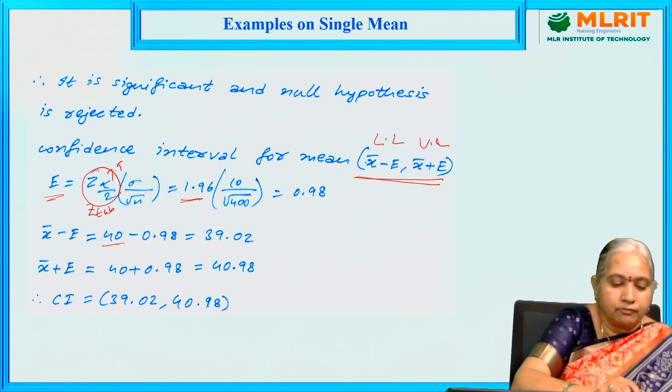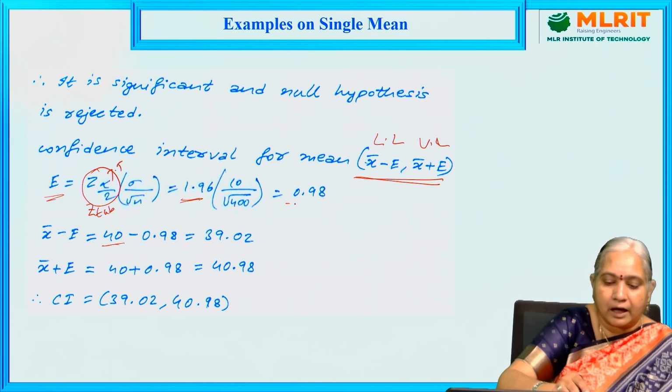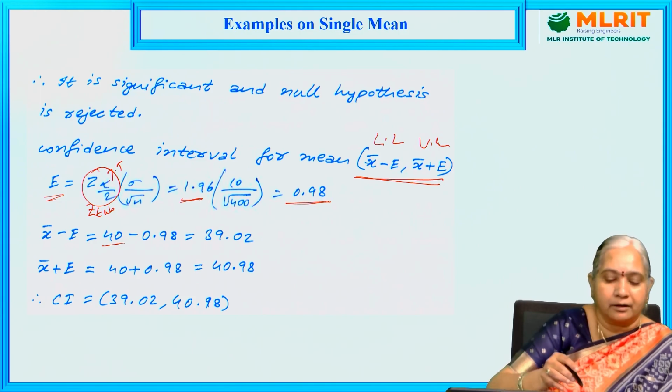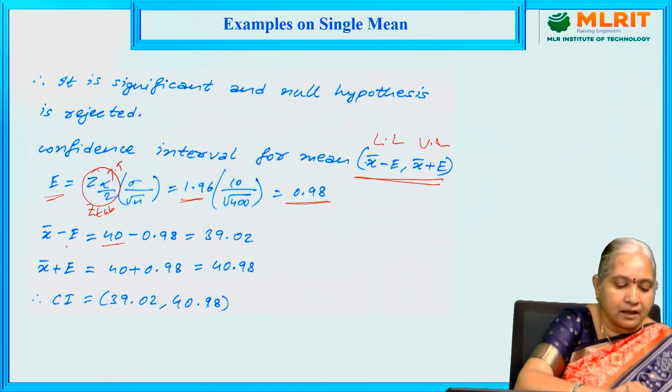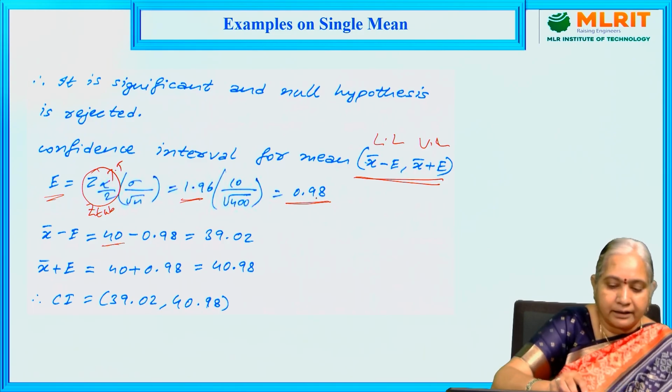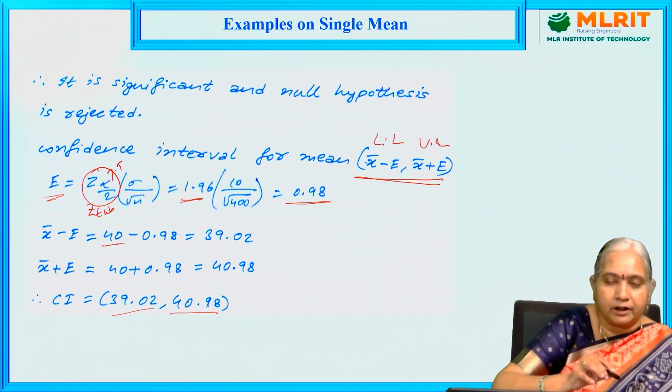So Z alpha by 2 into sigma by root n value is 0.98. This is the maximum error in our estimation or in our hypothesis. So x bar minus e is the lower limit, x bar plus e is the upper limit. So x bar is 40 and e is 0.98. So 40 minus 0.98, 40 plus 0.98. The lower limit is 39.02 and upper limit is 40.98.